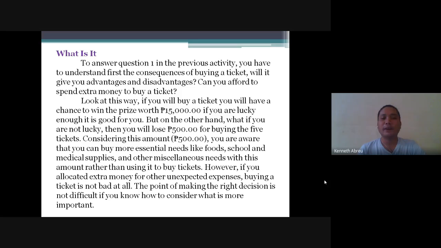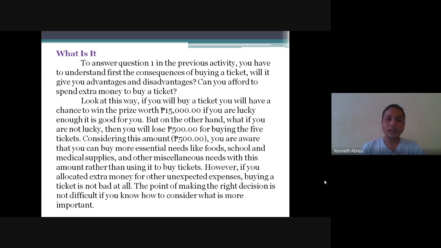Then you will lose 500 pesos for buying the 5 tickets. Considering this amount, 500 pesos, you are aware that you can buy more essential needs like foods, school, and medical supplies, and other miscellaneous needs with this amount rather than using it to buy tickets. However, if you allocated extra money for other unexpected expenses, buying a ticket is not bad at all. The point of making the right decision is not difficult if you know how to consider what is more important.